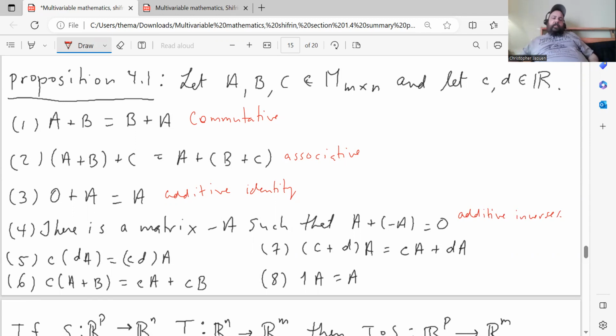And then we have some similar properties for scalar multiplication. This is an associative law. This is a distributive law. This is also a distributive law. And this is the multiplicative identity.